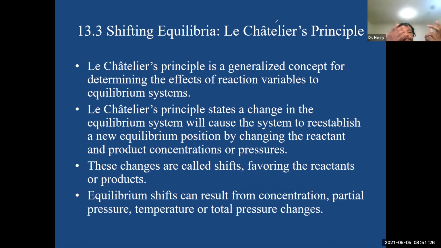And so the shift is going to be either favoring the reactants or favoring the products, because the system is trying to get to that point of equilibrium. So one is going to be favored, and that means that we're going to be shifting towards the other. The idea is that you're going to try to figure out when it's going to shift.